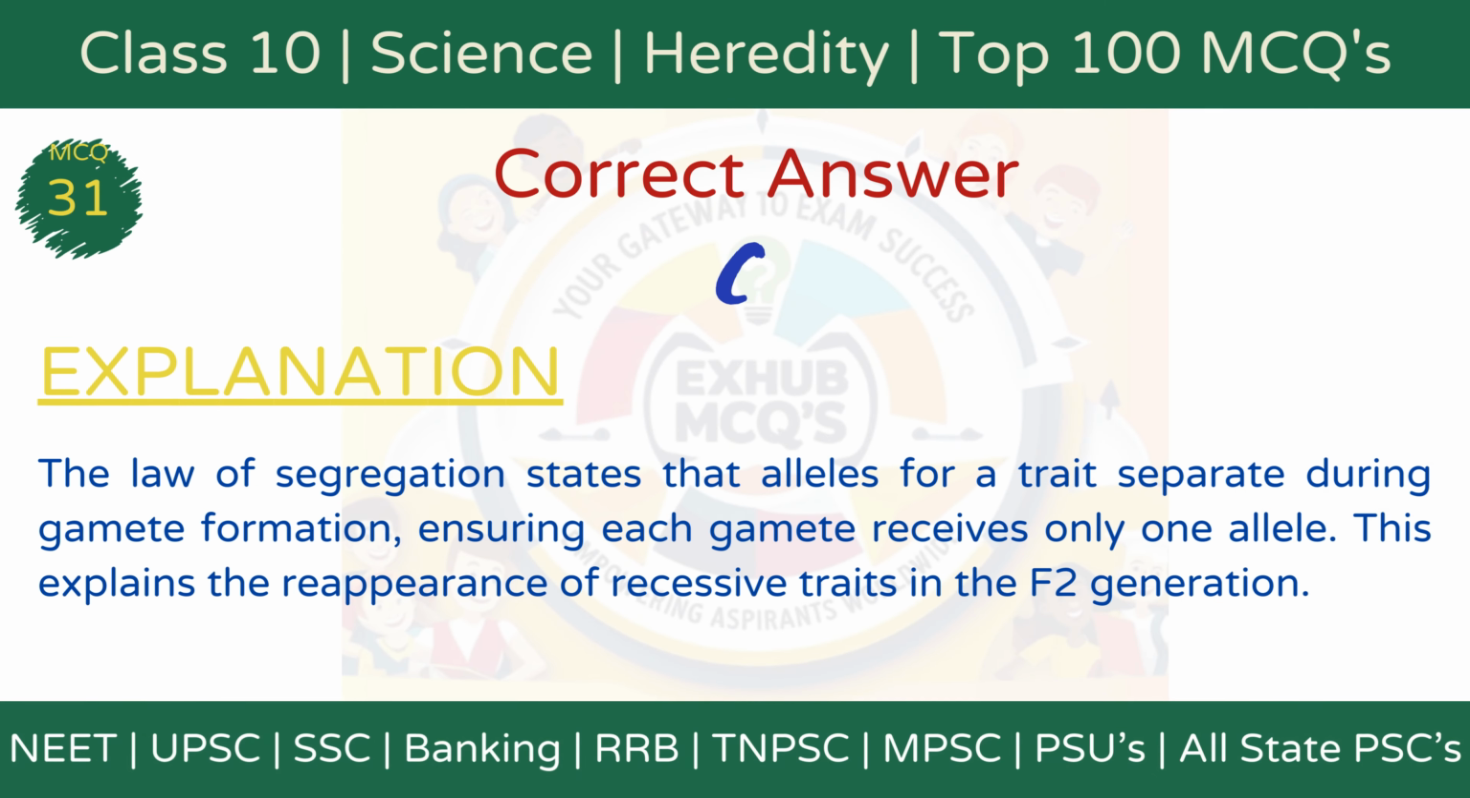The correct answer is option C, alleles separate during gamete formation. Explanation. The law of segregation states that alleles for a trait separate during gamete formation, ensuring each gamete receives only one allele. This explains the reappearance of recessive traits in the F2 generation.